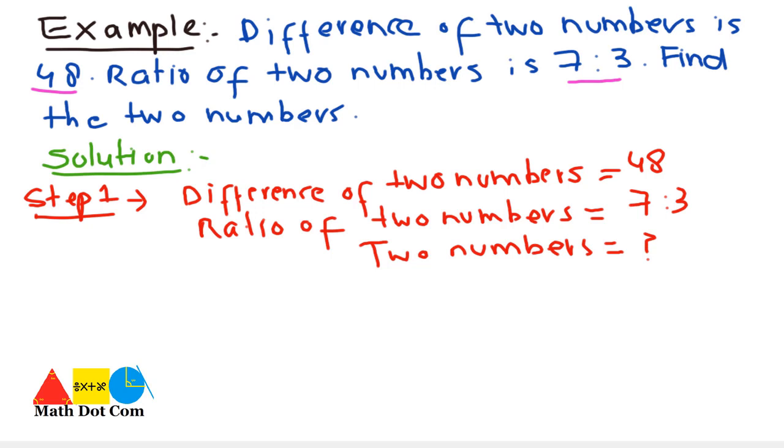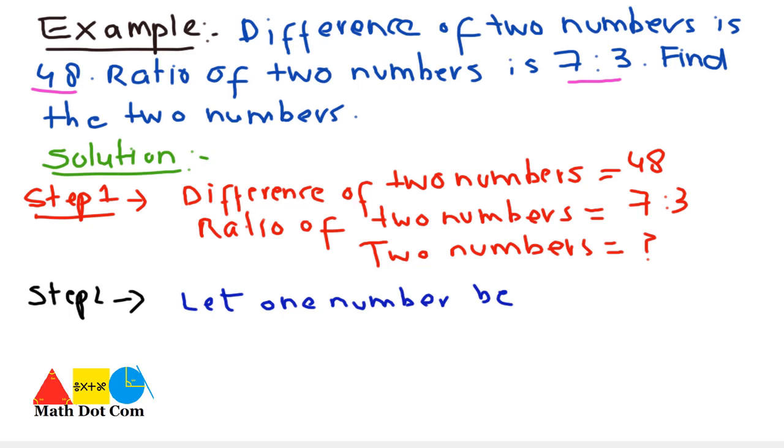In step 2, we will assign variables to the unknowns. Here the unknowns are the two numbers. So how can we assign them? Let one number be x and the other number, since there are two numbers, be y, and you can use any variable here. So this is step 2.